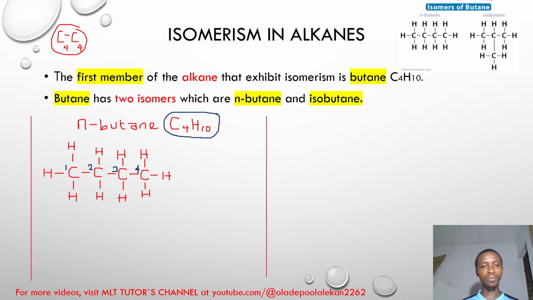Now going to the second isomer of butane. In the second isomer, we have to reduce our linear carbon atoms to 3 so that we can have a branch chain. This one is isobutane. Both N-butane and isobutane share the same molecular formula because they are isomers. The only difference between them is their structural formula. Isobutane also has the molecular formula of C4H10.